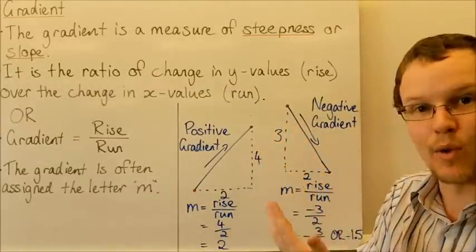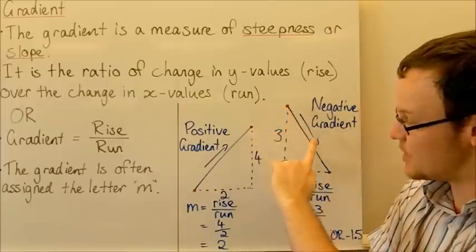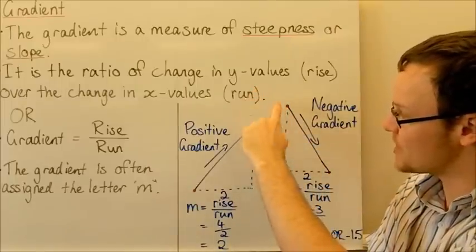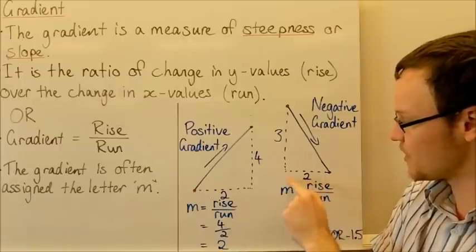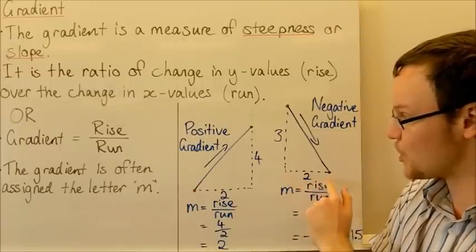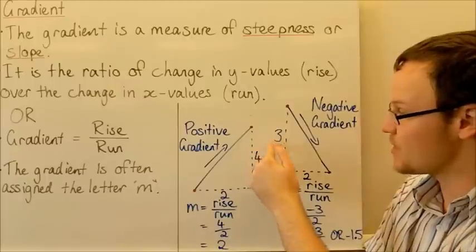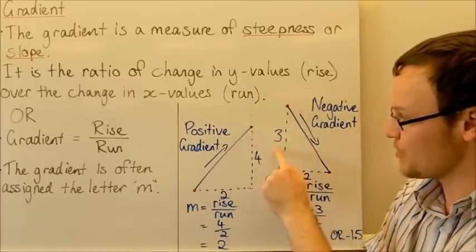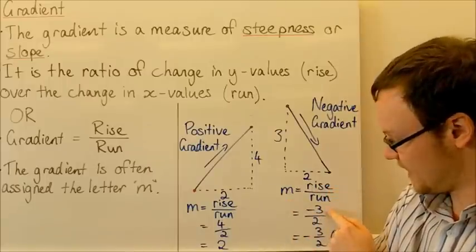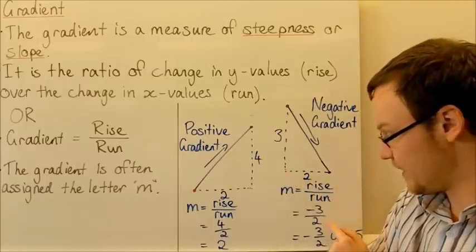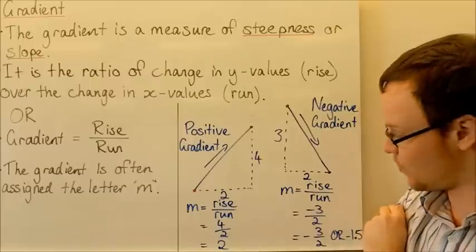So here we can have a look at what a negative gradient looks like. With a negative gradient, we see a decrease in y. The y values are decreasing, getting less and less as our x values increase. So here our run is 2 and our rise, it's not risen, it's decreased, so it's going to be -3. We've decreased by 3 along here. So the rise will be -3 and the run will be +2 because we've still increased the x values, but we are decreasing those y values.